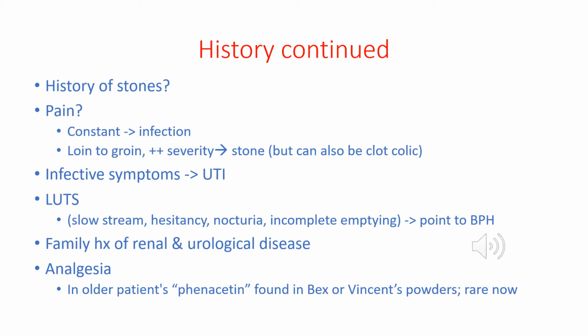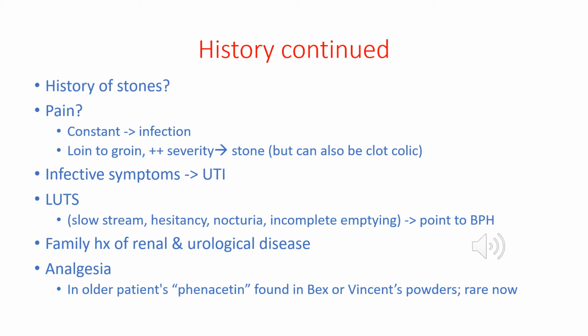History of stones is important as it may clue you into the presence of urolithiasis or the presence of stents that might still be inside you causing the hematuria. You want to ask about pain. A constant pain may be indicative of an infective cause or a concurrent infection going on. And obviously a renal colic will also point you in the direction of a stone.